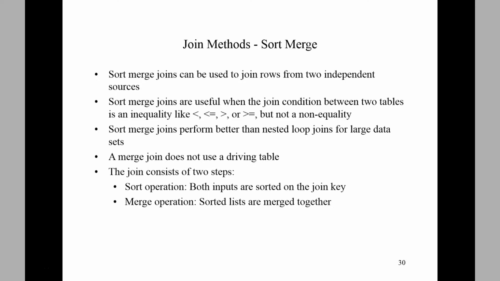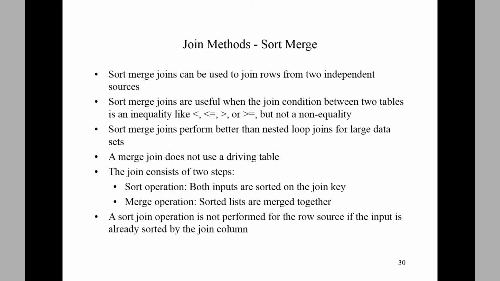This type of join consists of two steps. First, we must have the data placed in the proper order, so a sort operation is performed. Both inputs are sorted on the join key. Then a merge operation is applied. These two sorted or ordered lists are merged.